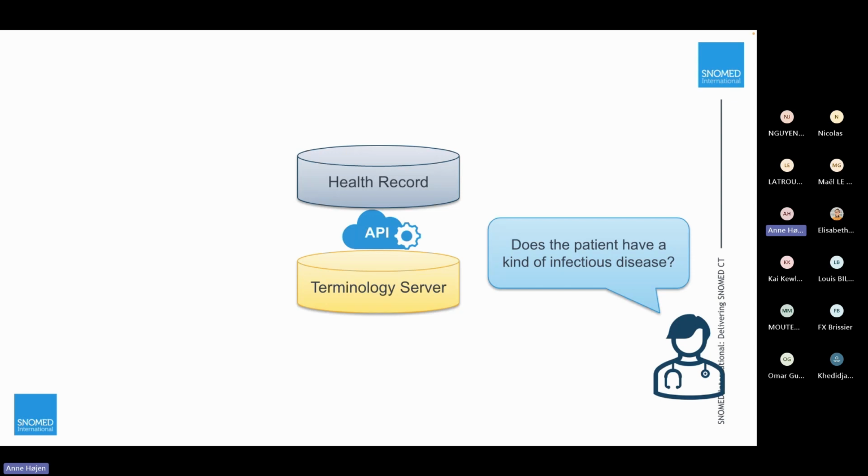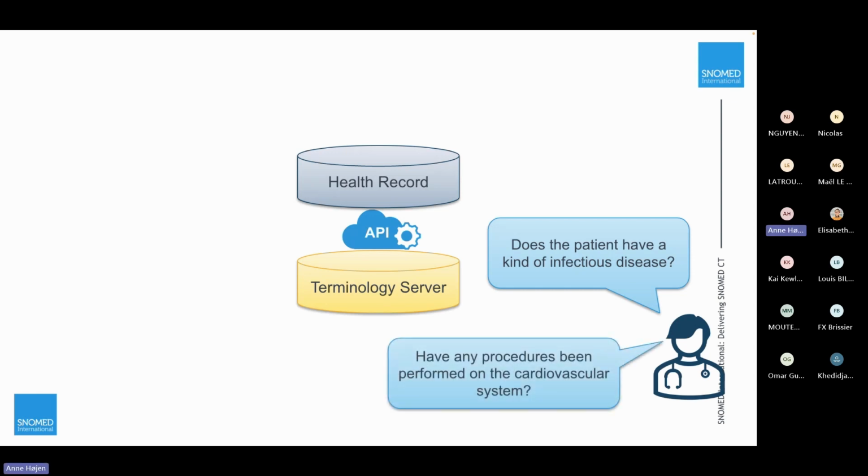This person wants to know, does the patient have a kind of infectious disease? Another question could be, have any procedures been performed on the cardiovascular system? These questions are a bit more specific compared to the one before. Where we just wanted to look for all diseases, now we want a specific type of disease or a specific procedure on a certain body system.